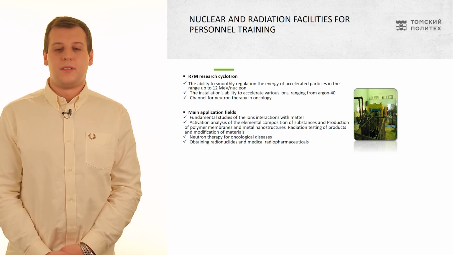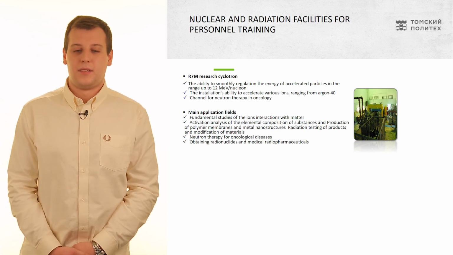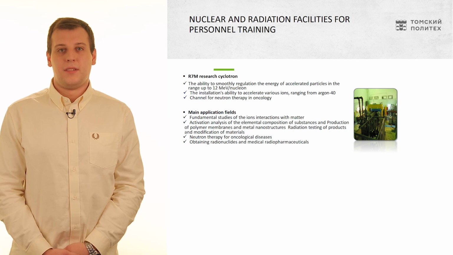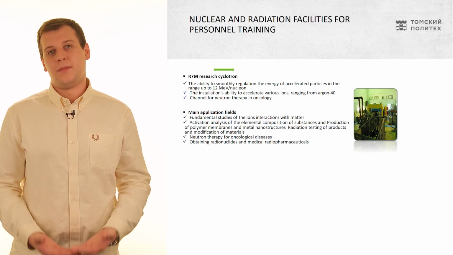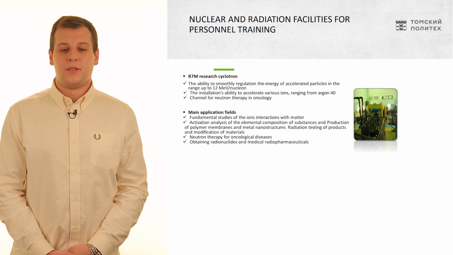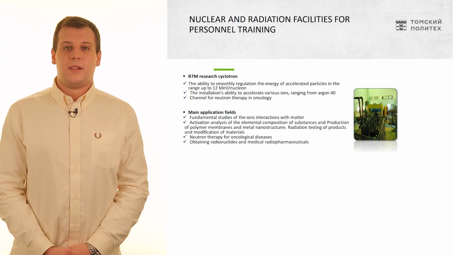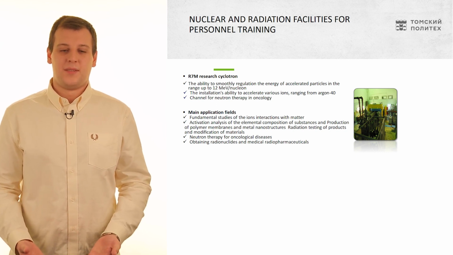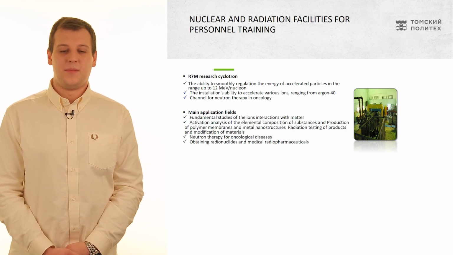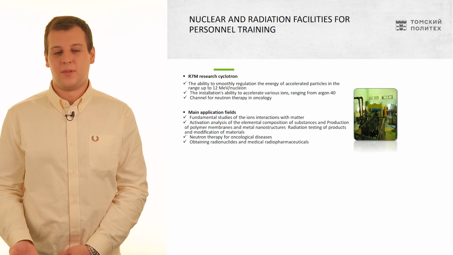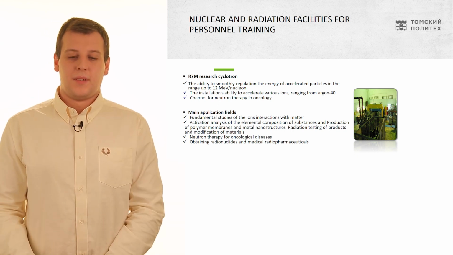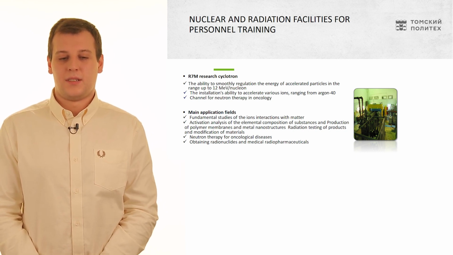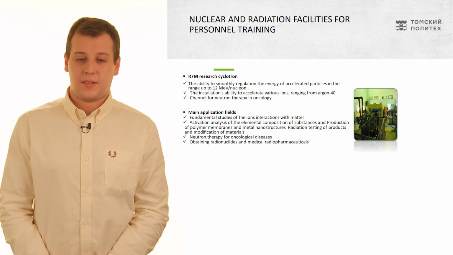Another nuclear and radiation facility is the R7M research cyclotron. We also use it for different purposes. It's located in a different building, but again, we have the channel for neutron therapy in oncology. A cyclotron is a device for acceleration of ions. The main aim of this assembly is to accelerate ions ranging from argon-14. If we talk about application fields, they are slightly different: fundamental studies of ion interaction with matter, and activation analysis as well.